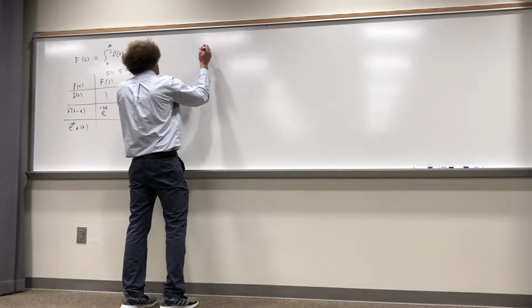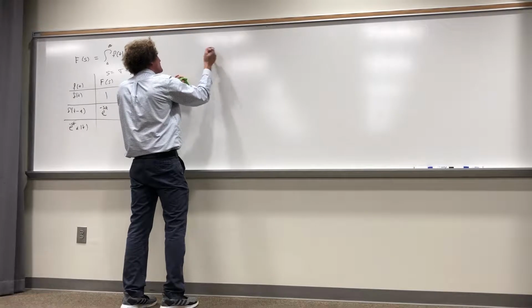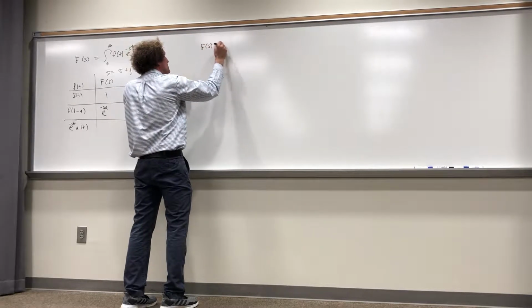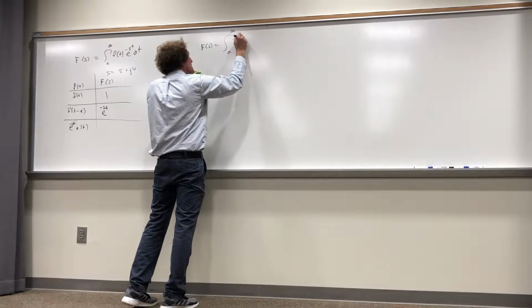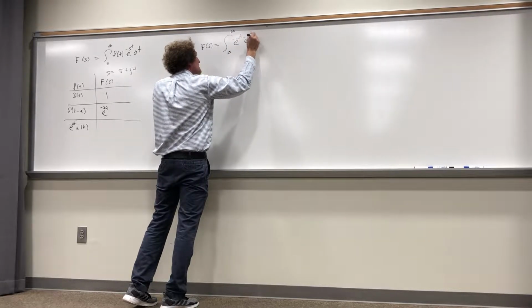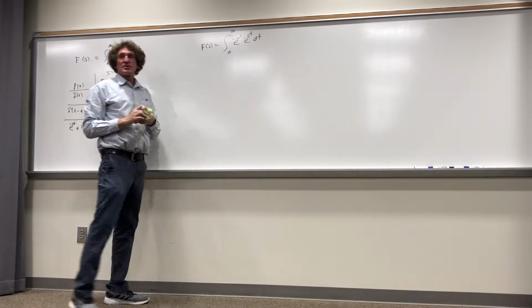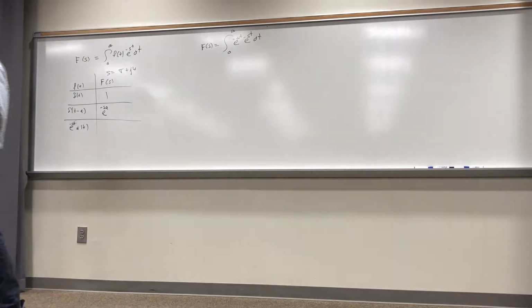If I look at the transform of that, F of s would be equal to the integral from 0 to infinity of e to the minus at times e to the minus st dt. To do this integral, you see how you have e to the minus at and e to the minus st. You can add those two exponents together, can't you, class?